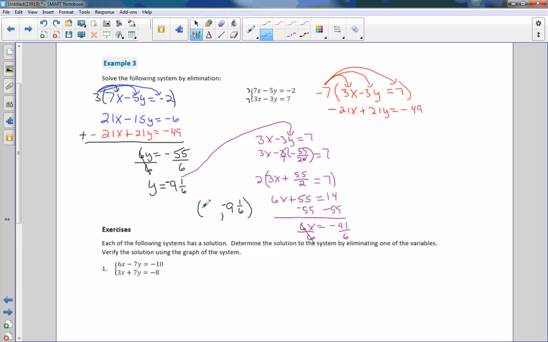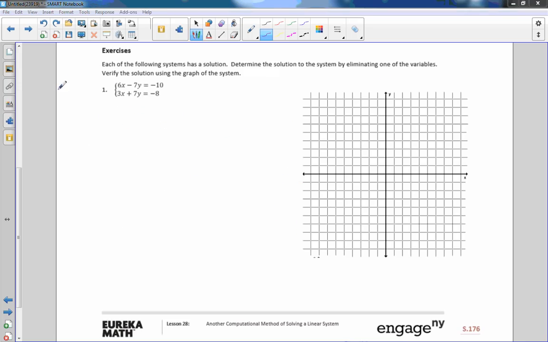So 6x plus 3x is 9x. Negative 7y plus 7y is 0. So they cancel, and negative 10 plus negative 8 is negative 18. Divide both sides by 9. X's cancel, and I get negative 2. So now I know that x is negative 2, and we need to find y.